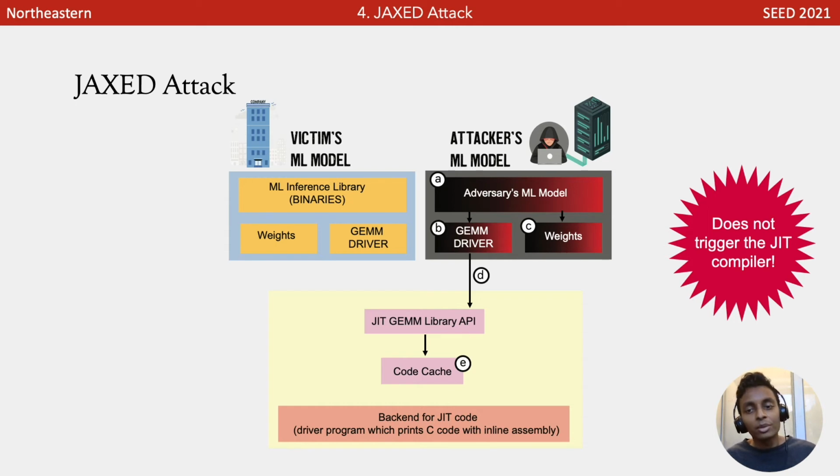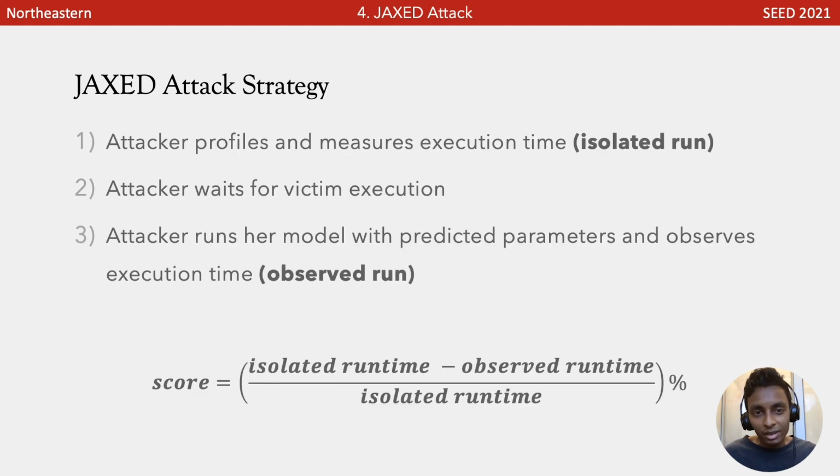Now we can see how an attacker can come up with a score to rank different guesses and then figure out the correct choice. In this slide, we can see the adversary's attack strategy. First, the attacker profiles and measures the execution time. We refer to this as an isolated run. In this compute environment, only the attacker is present. And then the attacker can figure out the expected execution times for different guesses.